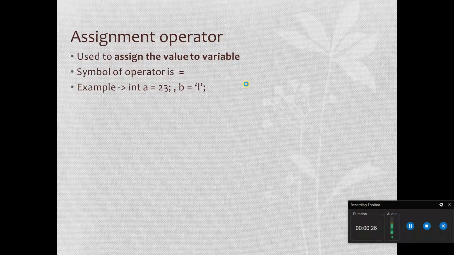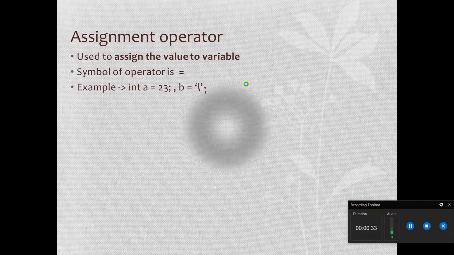Alright guys, so in this video we will talk about shorthand operators and precedence of operators. So let's get started.